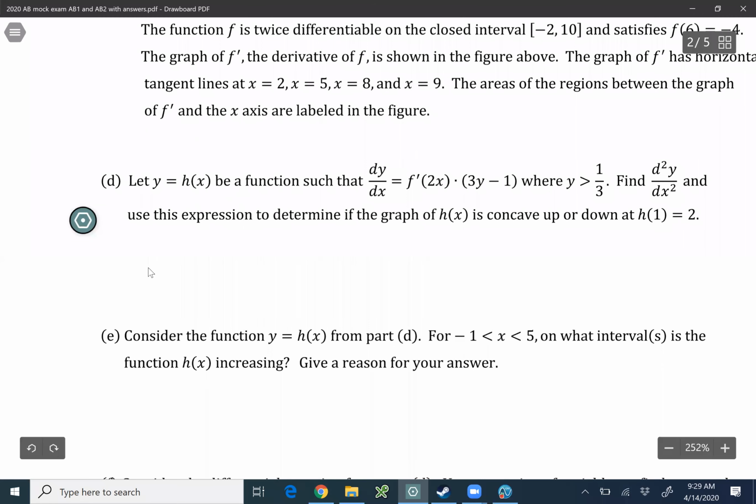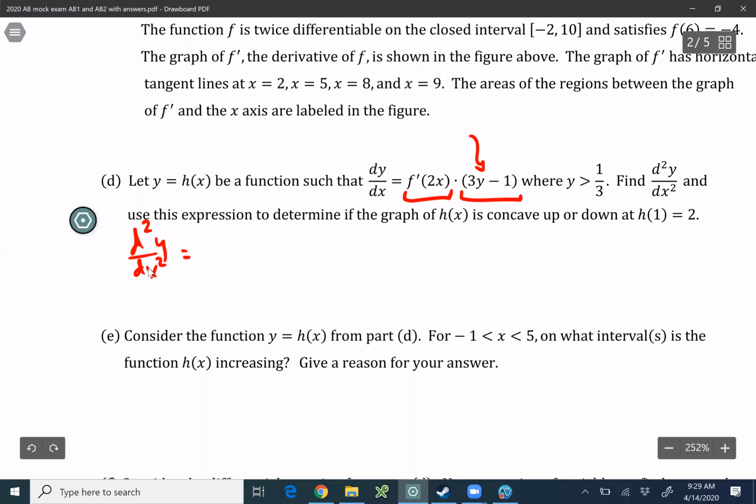So this says let y equals h of x be a function given by dy dx equals f prime of 2x times 3y minus 1. Find d squared y dx squared and use this to determine if the graph is concave up or concave down. So they want us to do the second derivative. Well, we have the first derivative. So if we're going to do the second derivative and we see multiplying, that's product rule. But we also see this y in here, so that's going to be implicit. So this one's a little bit weird. So we take the second derivative.